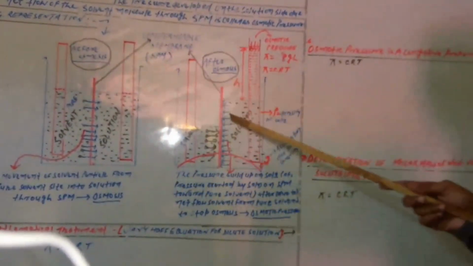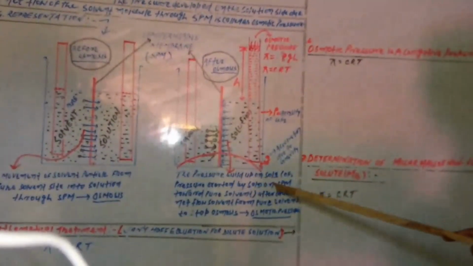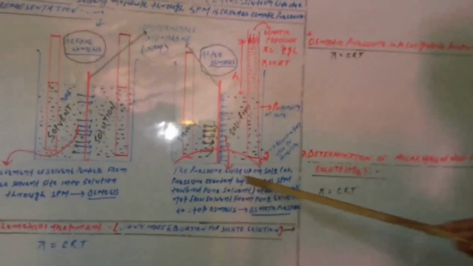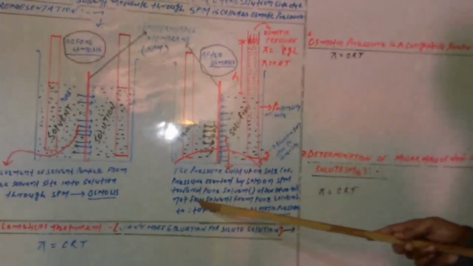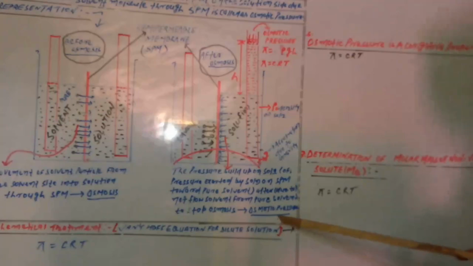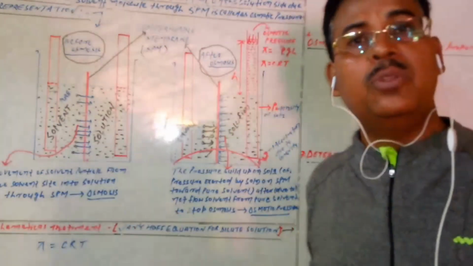So we again repeat and give one definition below this figure: the pressure built up on the solution, a pressure exerted by a solution on the semi-permeable membrane toward the pure solvent, due to net flow of solvent from the pure solvent side into the solution, to stop the osmosis, is given the name osmotic pressure. Also, you studied in class 11 physics the concept of pressure.